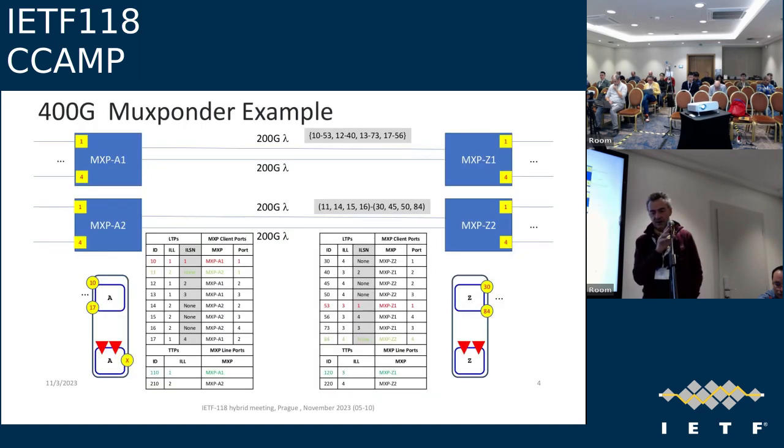Next. So this is an example. We have two pairs of muxponders. The top pair is the case where you have hardware constraint.